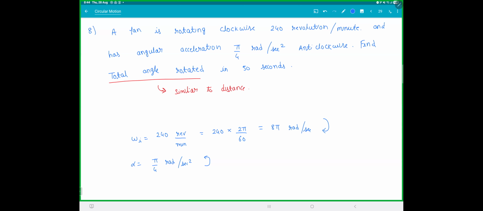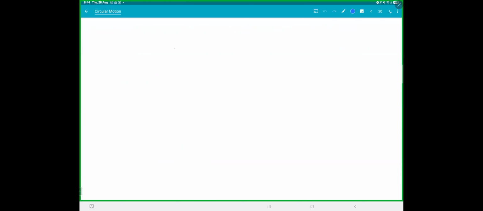Okay, let's see. Now for convenience, I will convert this problem like a block thing, where your initial speed u is equal to 8 pi and your acceleration a is equal to pi by 4. You're getting what I'm trying to do? So this block will travel forward, it will stop somewhere, and then it will take a turn back. So am I not asking the total distance traveled? This question has become exactly like that problem which we have done in kinematics. So at this point, your velocity is 0.